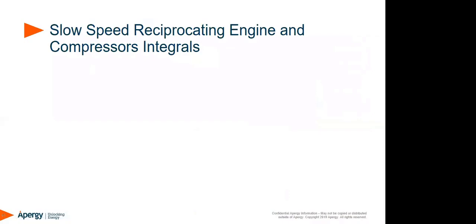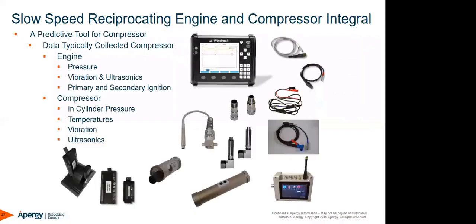So now those slow speed reciprocating engines and compressor integrals. Once again, this is where you can take your engine data, so you can balance the engine off of pressure, take your vibration ultrasonics, primary and secondary ignition, take your pressure on your compressor cylinders, temperatures, vibration, and ultrasonic.